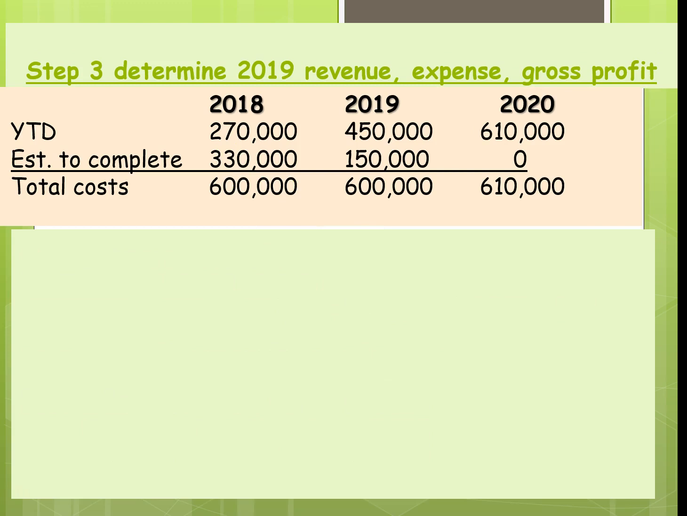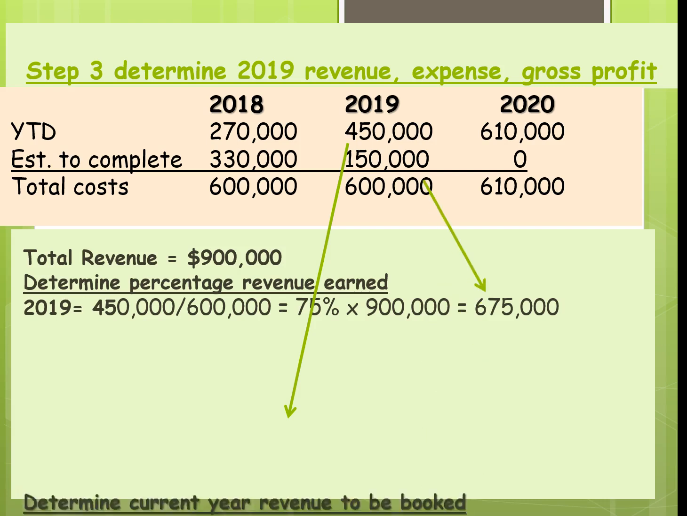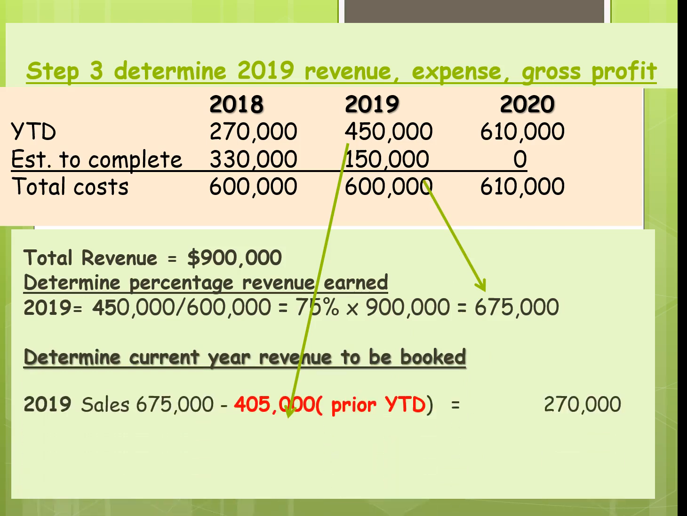Now, our next year, 2019, total revenue is 900,000. We're going to do our percentage, which is going to be 450 divided by 600,000, which tells us we're 75% complete, times 900,000 gives us 675. Now remember, that is the cumulative revenue that can be recognized. If we want only 2019, we have to back out what we've already recorded in prior years. So it's going to be 675 minus what we recorded in the prior year, which tells us in 2019 we can record 270 as revenue.